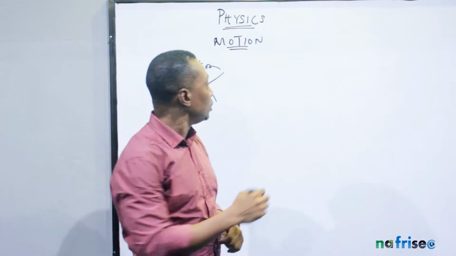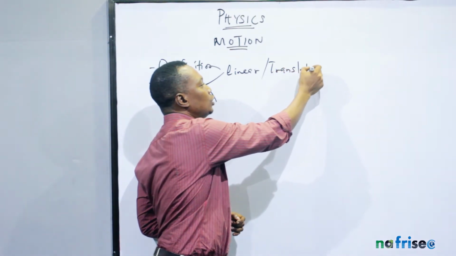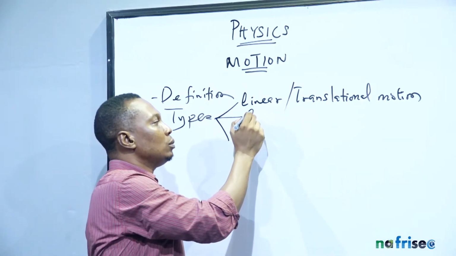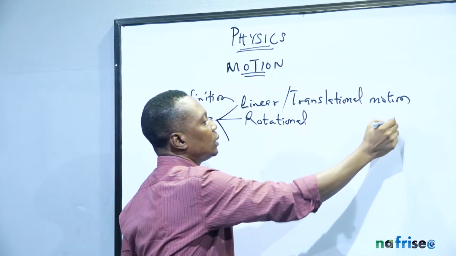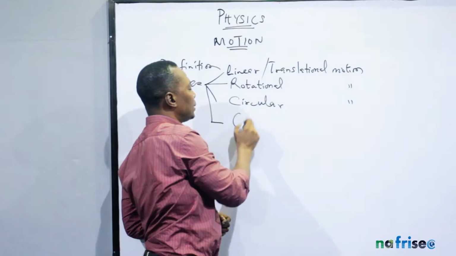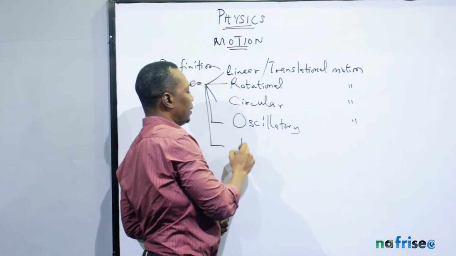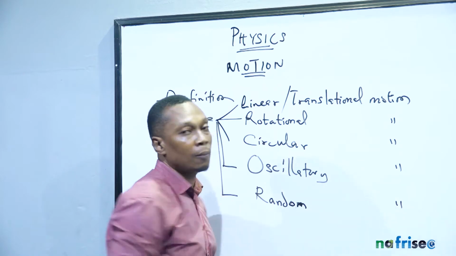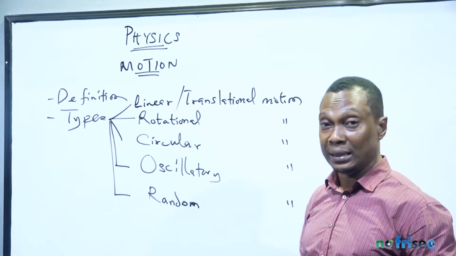So, talking about types of motion, broadly speaking, you could say there are four: linear, otherwise called translational motion. We also have rotational motion. We have circular motion. We have oscillatory motion. And of course, we have random motion. Now, some people may argue that there are still some other kinds of motion that we've not classified here. We'll get to that in a bit.